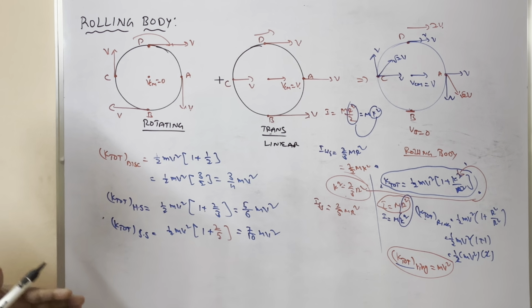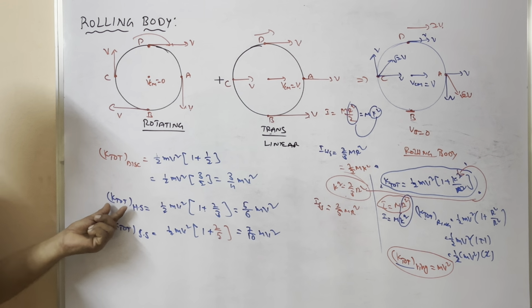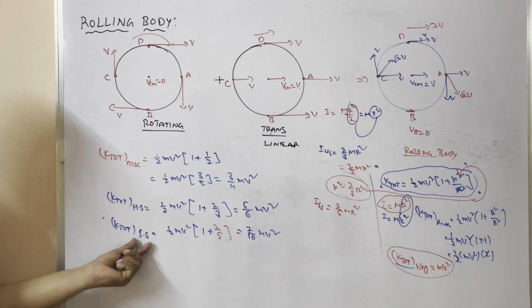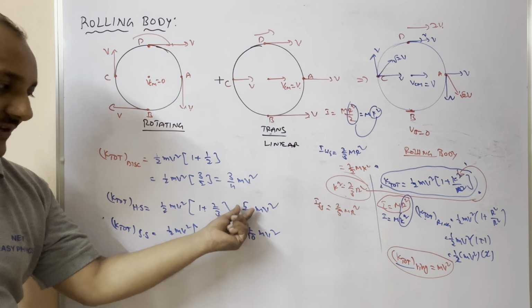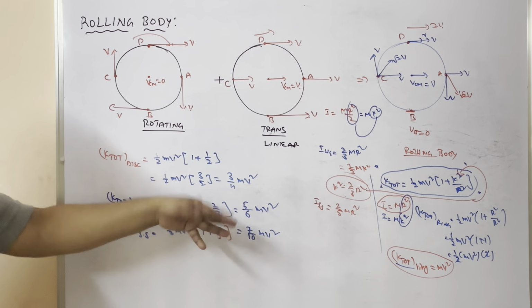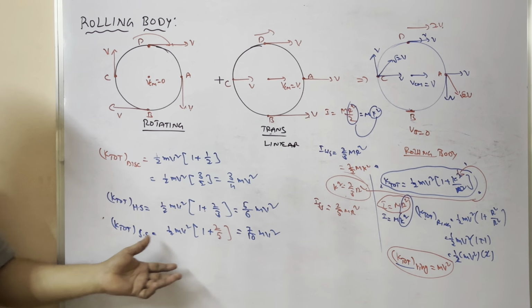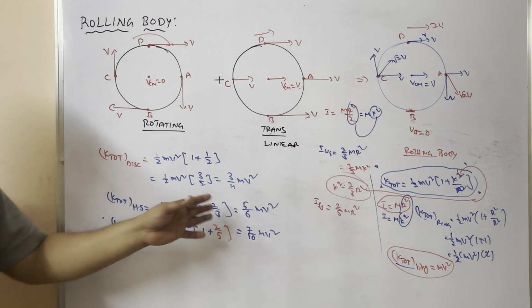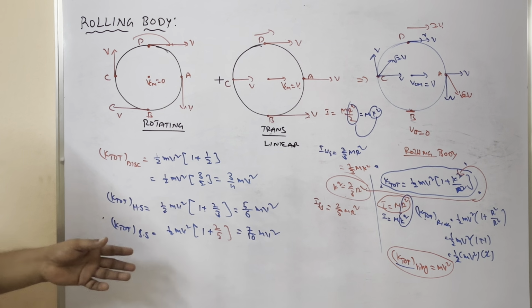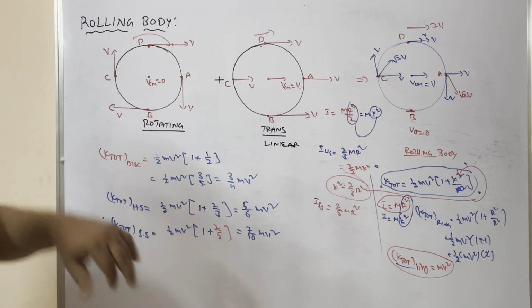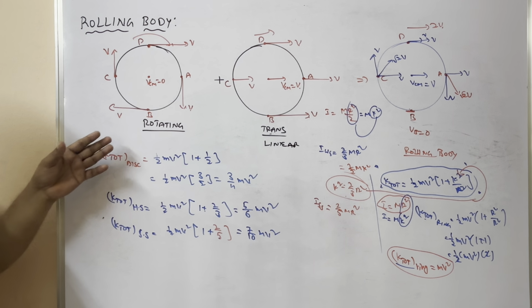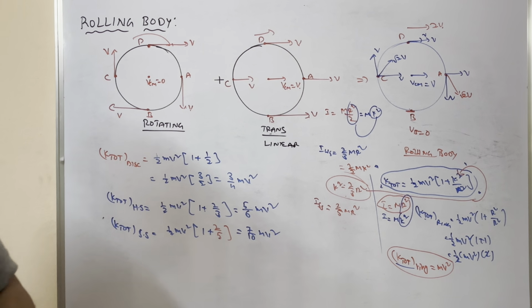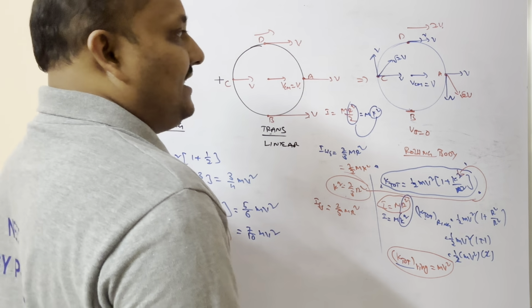Maybe next year they may ask what is the ratio of the total kinetic energy of a rolling hollow sphere and solid sphere. So 5 by 6 by 7 by 10, you have to divide. Maybe an NYQ, next year question. We were discussing NYQs. So we have to assume those questions, then only we can solve whichever they are going to ask in your final exam. So this is about the total kinetic energy of a rolling body.